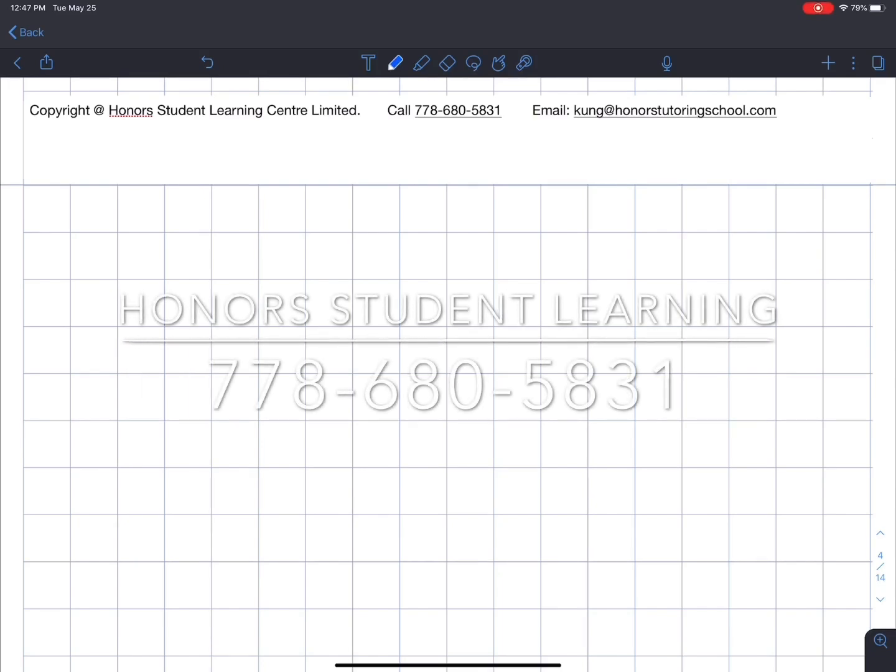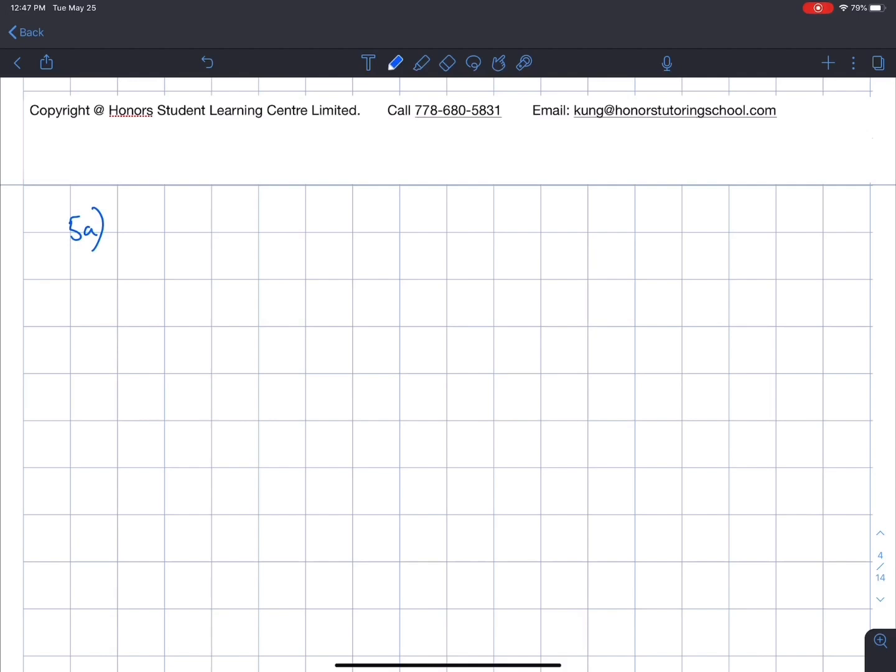Okay, question 5, 5a. Translate into an equation, then solve. So we are still using amount equals percent times base. You can also say that because "of" also means times, right? Percent, remember to change back to decimal or fraction.